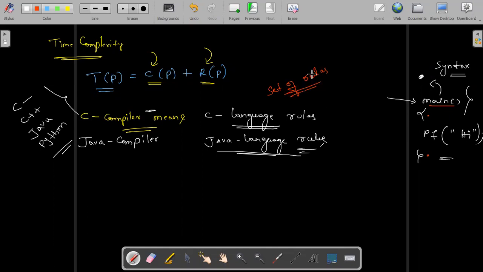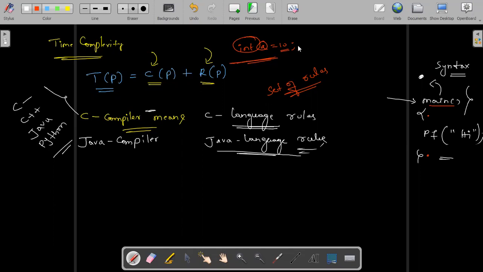Okay, suppose, for example, I want to write a data type int: a is equal to 10. This is the syntax, nothing but a set of rules. First you have to write the data type, after that the variable, after that the value. If you do it like this, then it will accept.